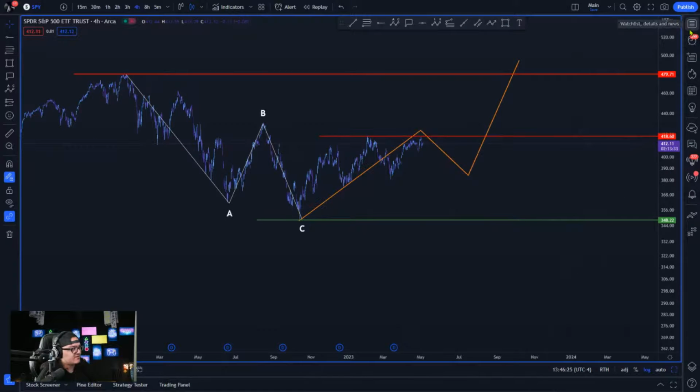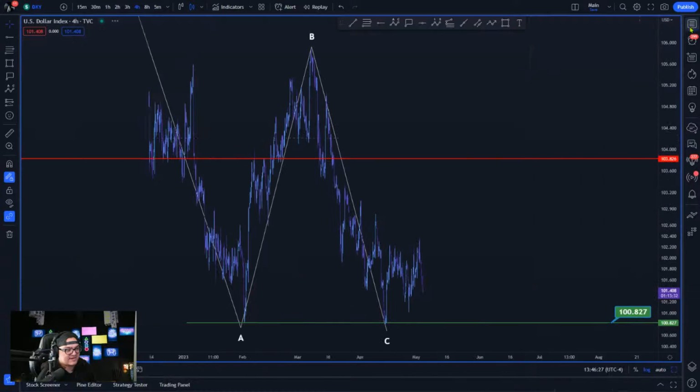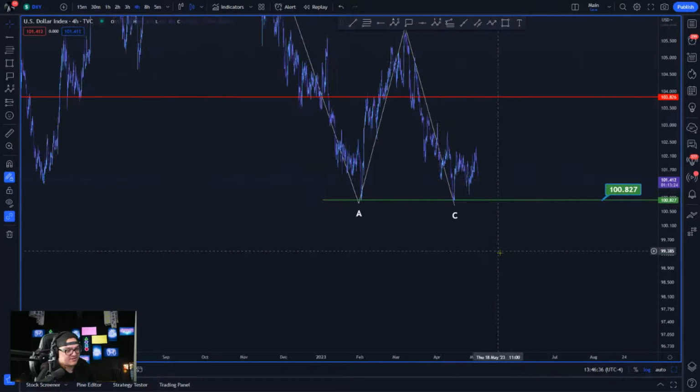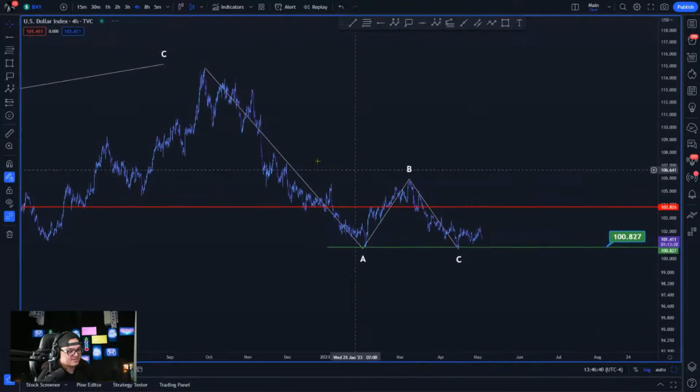All right, and that's pretty much it for the S&P. DXY, because I know DXY is important. All right, so the DXY put in an ABC setup on a short position, but as long as we're above 182, technically I'm still going to be a little bit more bullish on the DXY. The only reason why is because we have an ABC here.